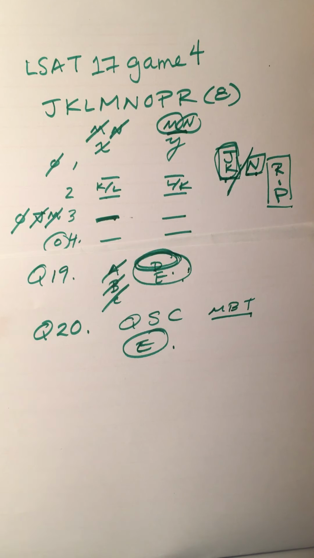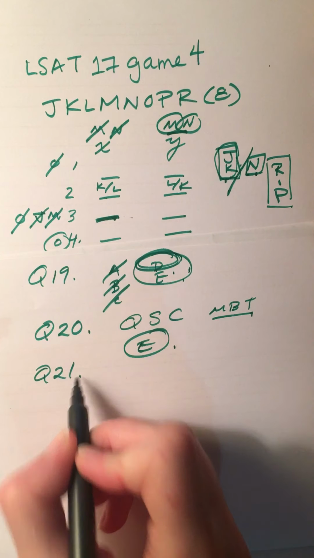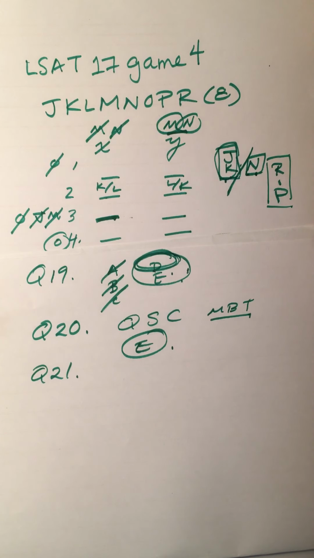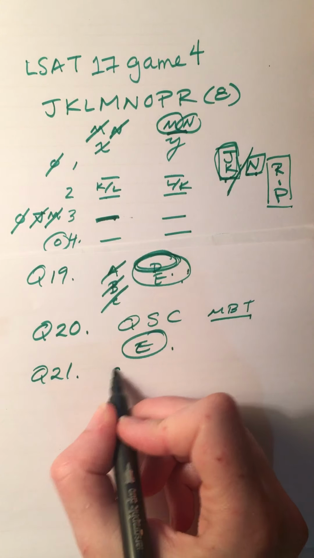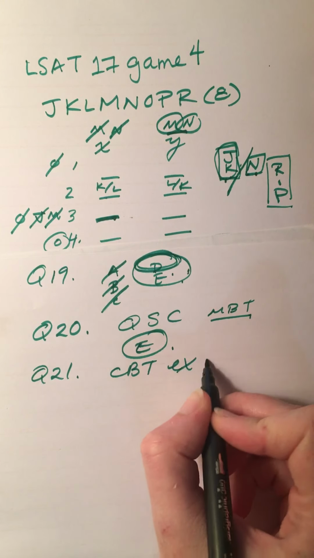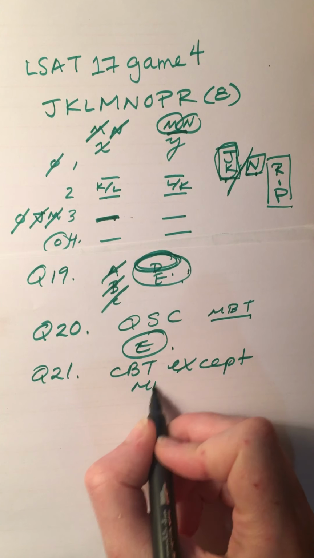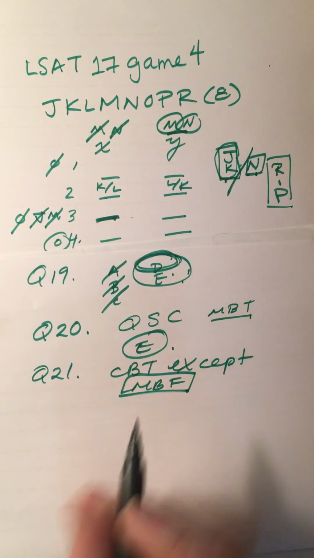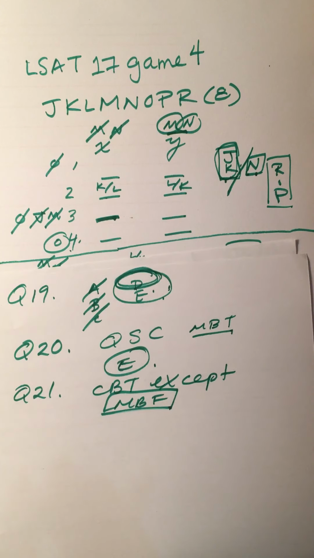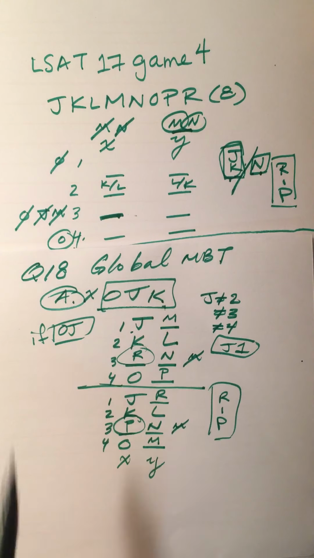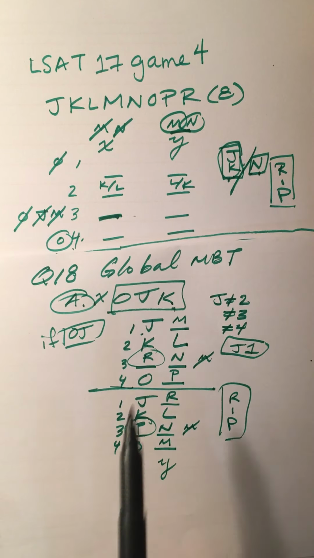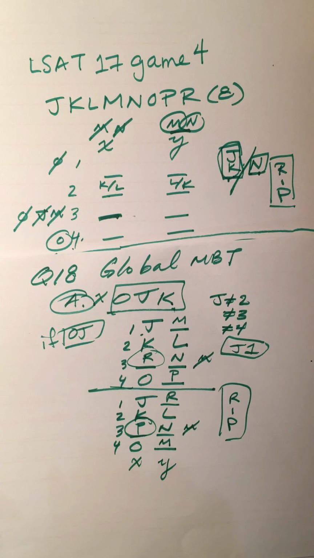Okay, moving on to question 21. Any of the following can be true except. So "could be true except" means we're looking for something that must be false. All right, so we can check out these guys. Could be true that J runs first, could be true that M runs fourth. Could Nick run first? That we don't know.